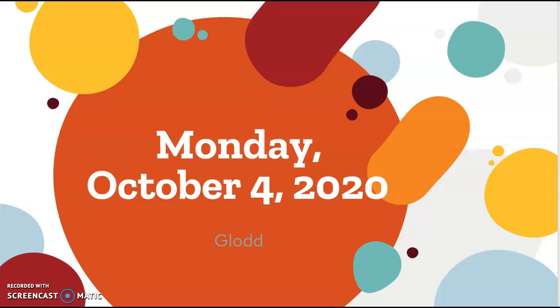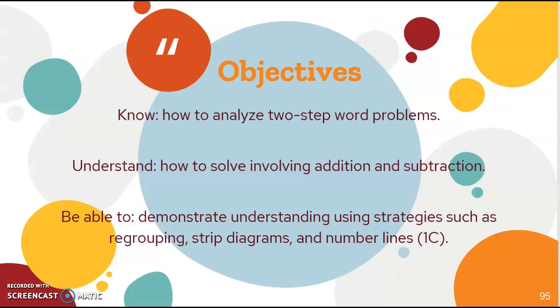We are going to continue our learning on solving word problems, and today we are going to solve two-step word problems involving addition and subtraction. Our objectives for today are: we will know how to analyze two-step word problems. We will understand how to solve involving addition and subtraction, and we will be able to demonstrate understanding using strategies such as regrouping, strip diagrams, and number lines.